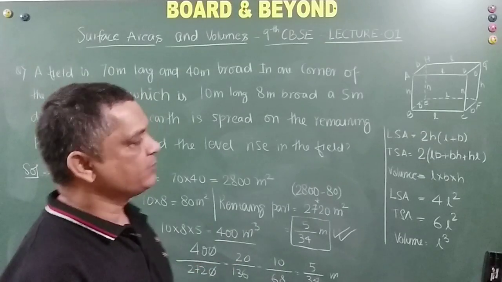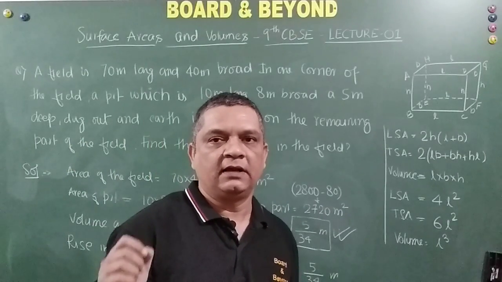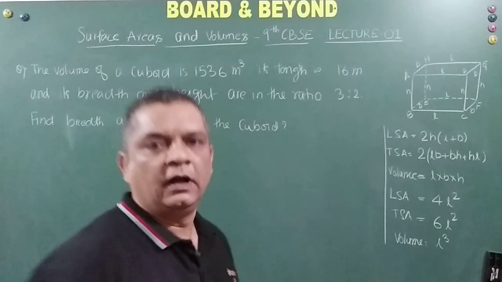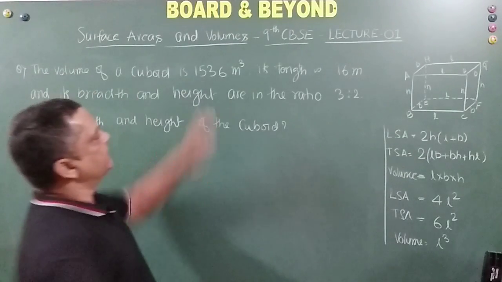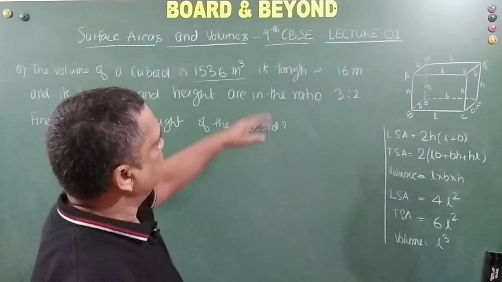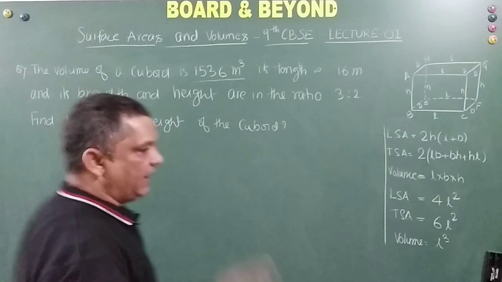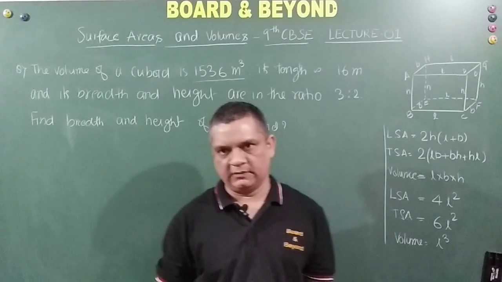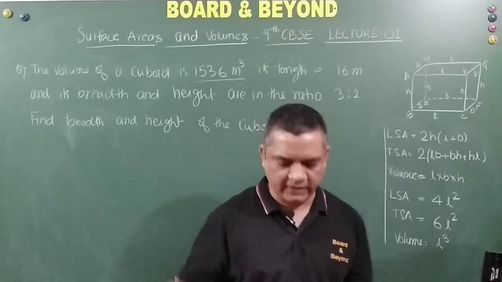So let me quickly take up the next problem, and after this we wind up. I have taken down the question here, friend. The volume of a cuboid is 1536 meter cube, and the length is given to be 16 meters. The breadth and height are in the ratio of 3:2, and we are expected to find the breadth and the height of this cuboid.